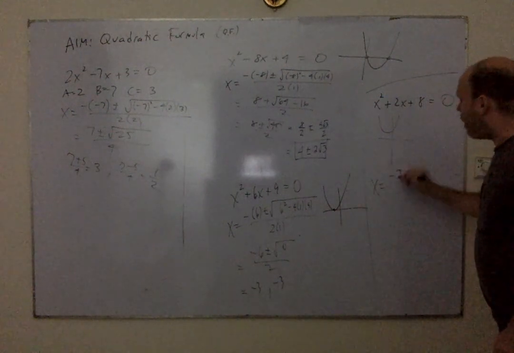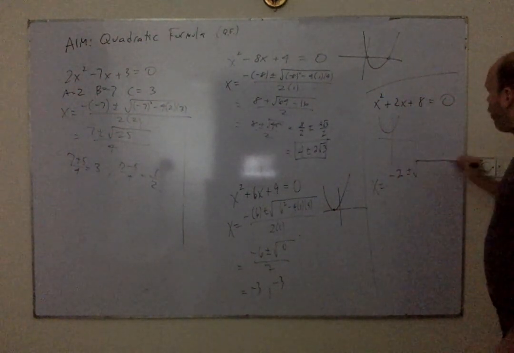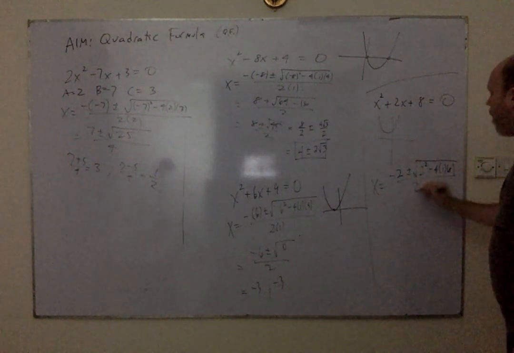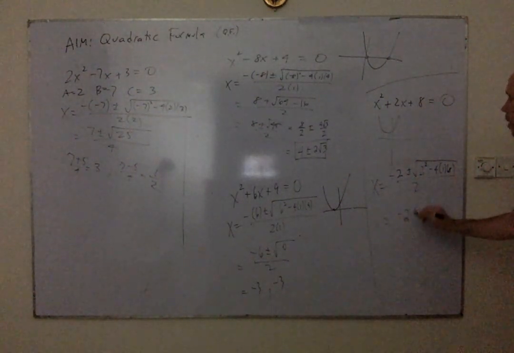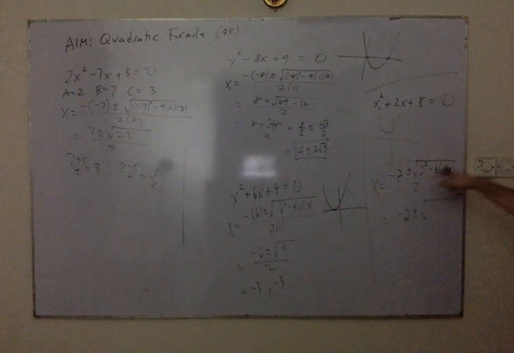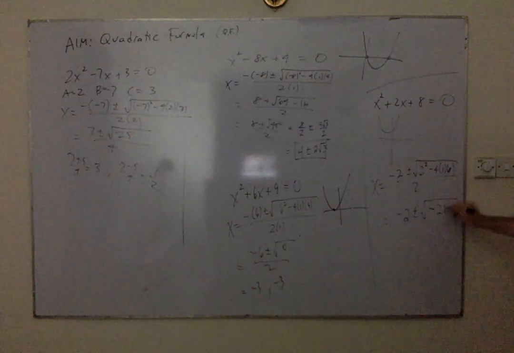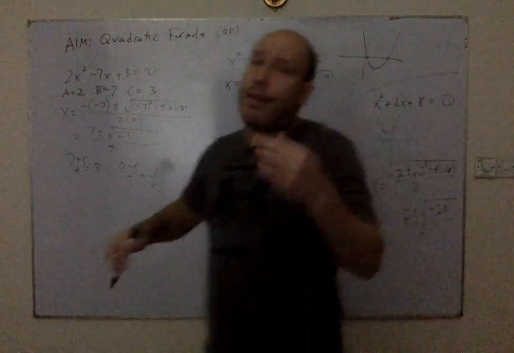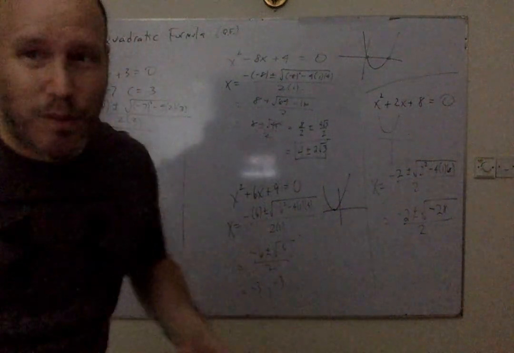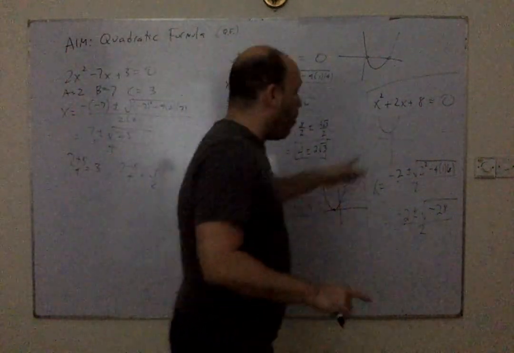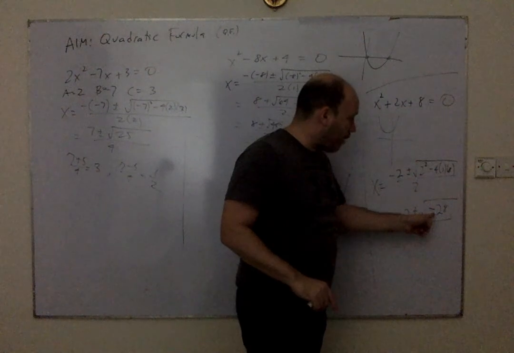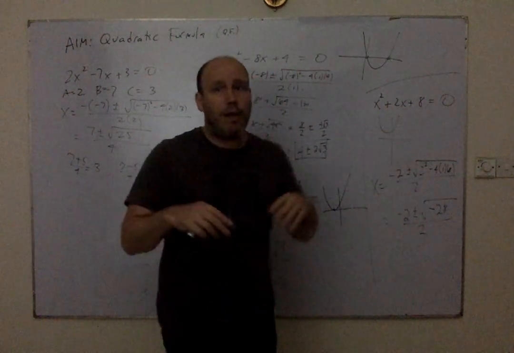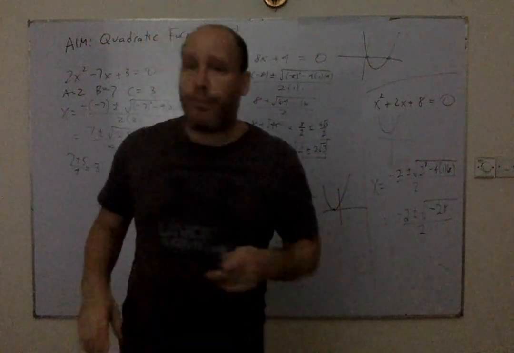X equals negative 2 plus or minus the square root of 2 squared minus 4 times 1 times 8 over 2a. We end up with negative 2 plus or minus the square root of 4 minus 32, which is negative 28, over 2. Now, for SL, this is outside the scope of our class, negative numbers under the radical. And what we see is, when we have negative numbers under the radical, we're not going to have any real roots. Now, that's the last thing we need to discuss.